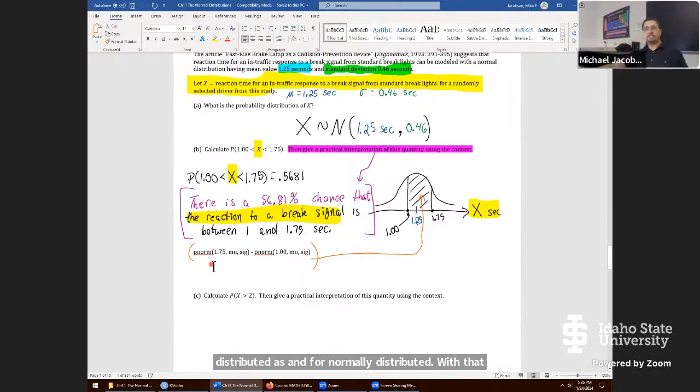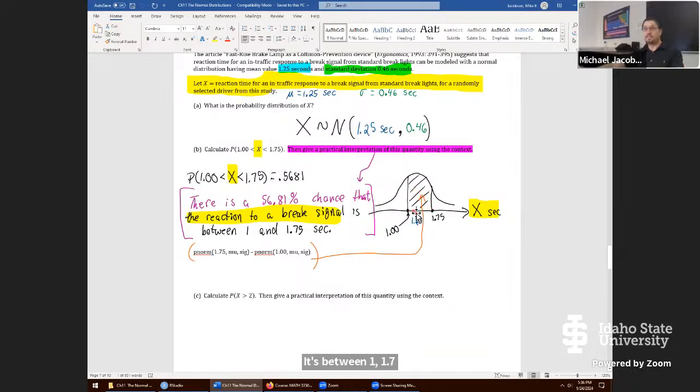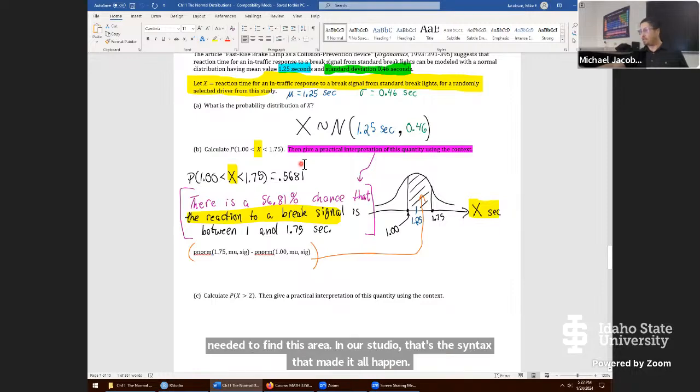Our first probability computation looked like this. We had to calculate the probability that X, reaction time to a brake light, is between 1.75 seconds. The graph would look like this. It's always a good idea to put the center just to make sure everything's in the right spot. And probabilities are areas like we mentioned, so we needed to find this area. In RStudio, that's the syntax that made it all happen, and it outputted 0.5681.